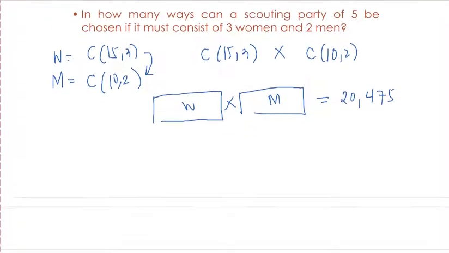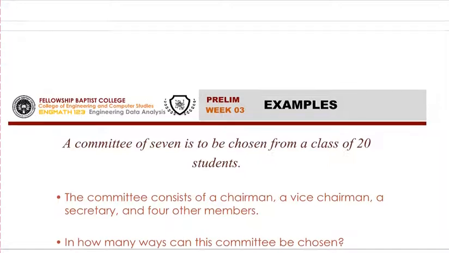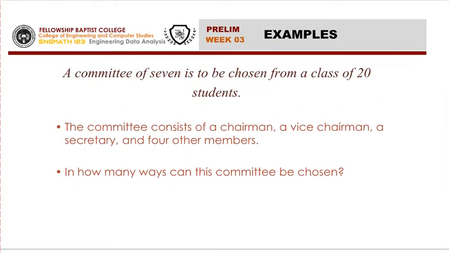Okay, so I think I have one last problem here. A committee of 7 is to be chosen from a class of 20 students. The committee consists of a chairman, a vice chairman, a secretary, and 4 other members. In how many ways can this committee be chosen? So take note, this can be divided into stages.